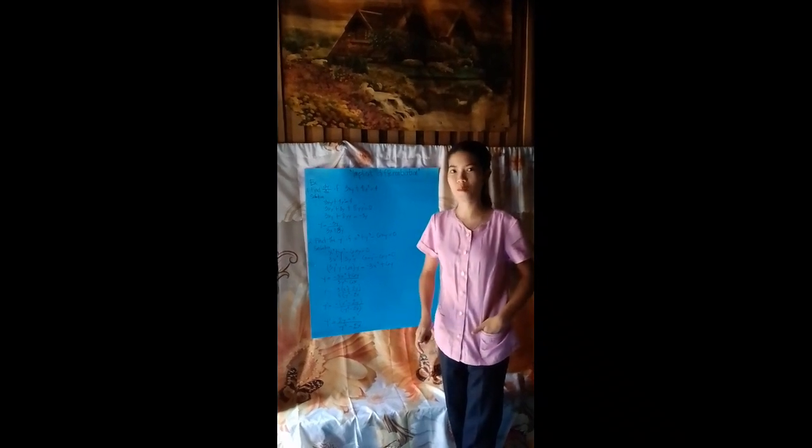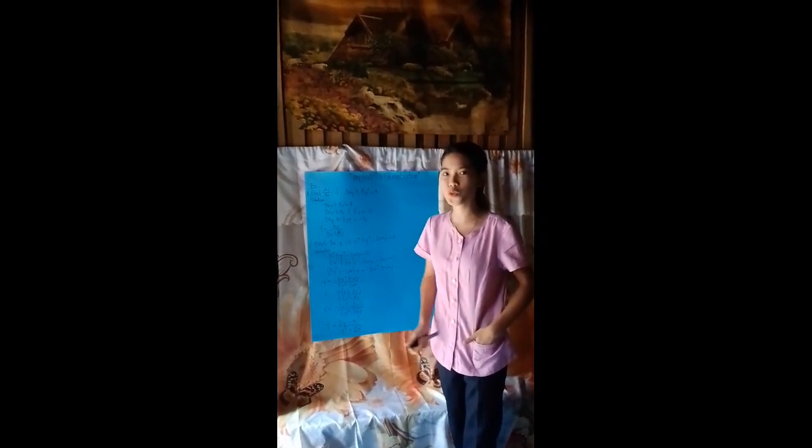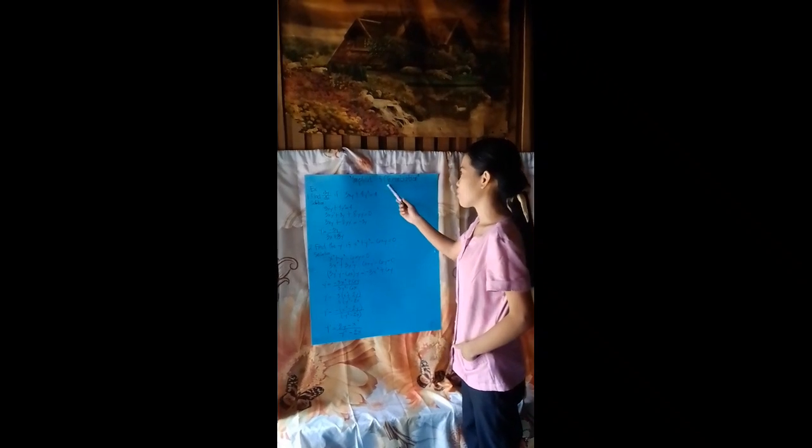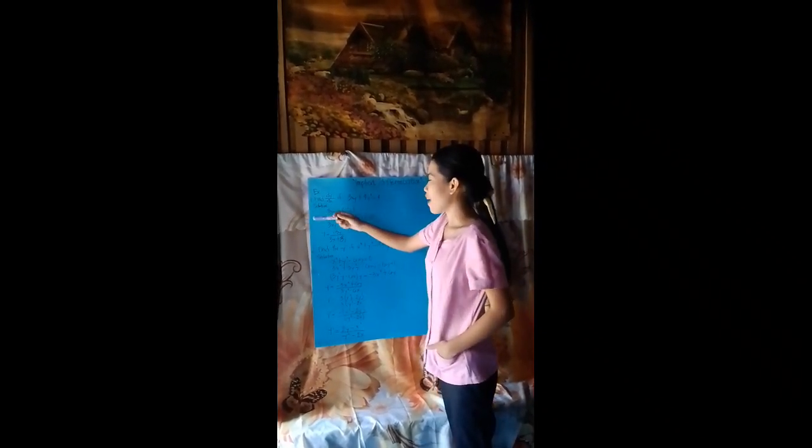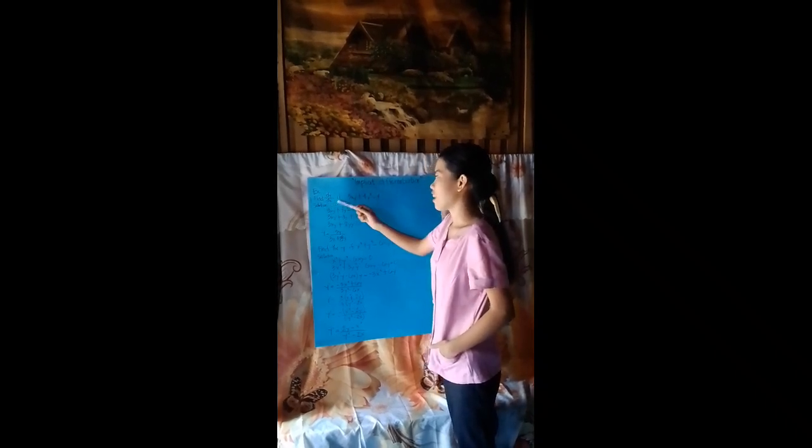So for this video, I'm going to discuss and show you how to solve implicit differentiation. So example number one, find dy over dx if 3xy plus 4x squared equals 4.